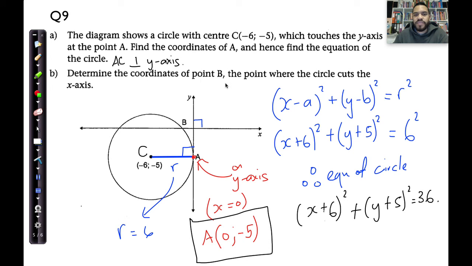Determine the coordinates of B, the point where the circle cuts the x-axis. That's something we're going to do next using this information over here.